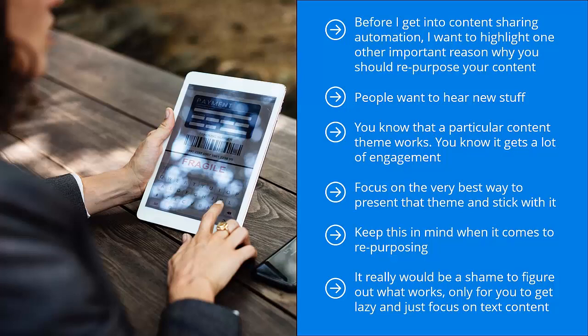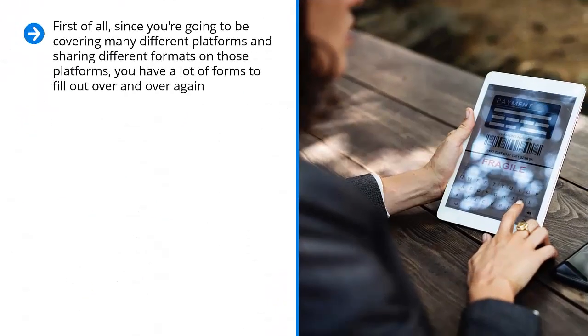Which brings me to content sharing automation. Since you're going to be sharing a lot of content, and much of this content being third-party as well as original and repurposed content, you're probably going to have your hands full if you decide to do this manually. First of all, since you're going to be covering many different platforms and sharing different formats on those platforms, you have a lot of forms to fill out over and over again. Sure, you may have created an account, one for each of those platforms, but submitting to those places requires you to fill in forms. Posting on Facebook involves form filling.